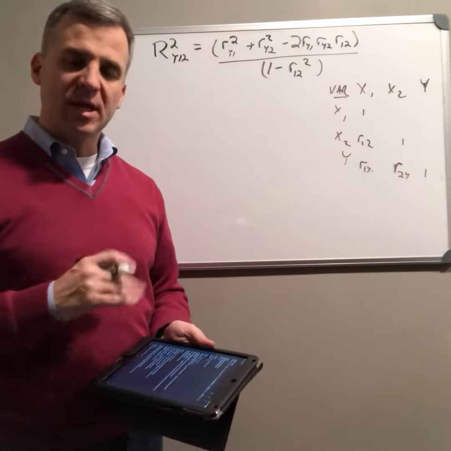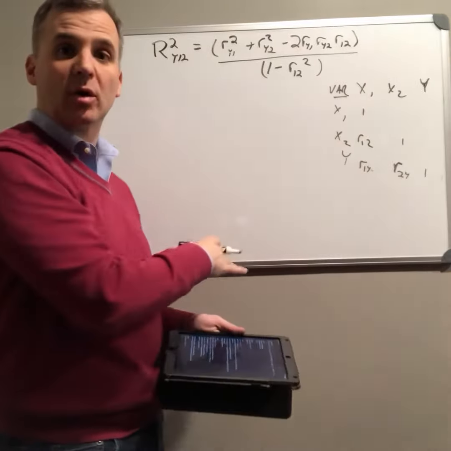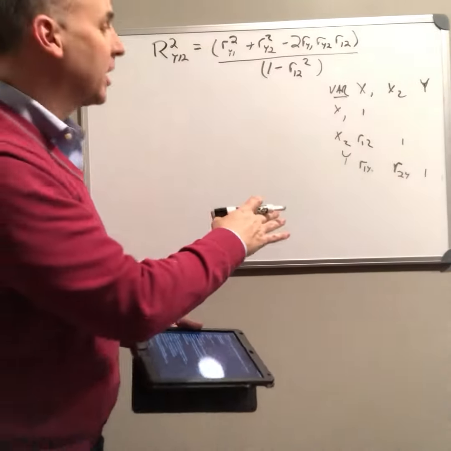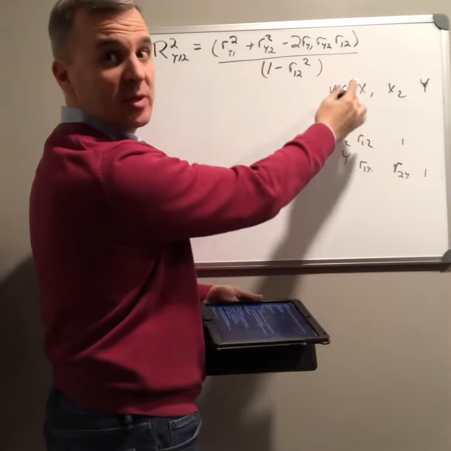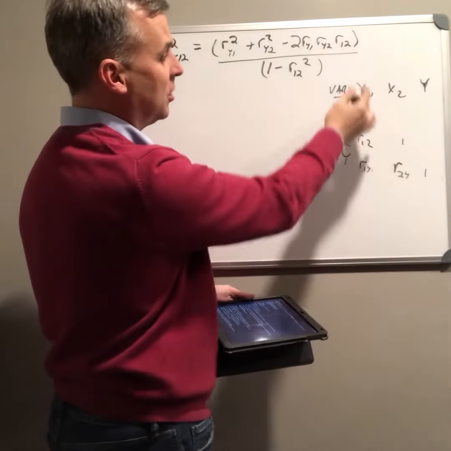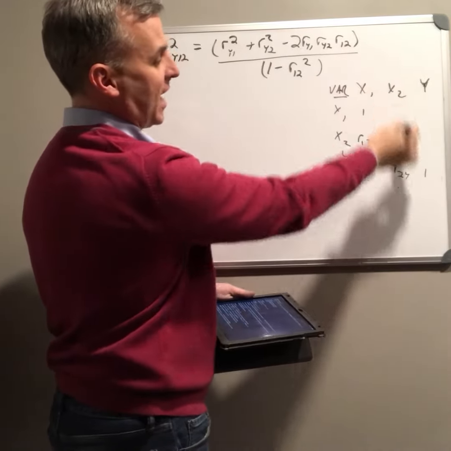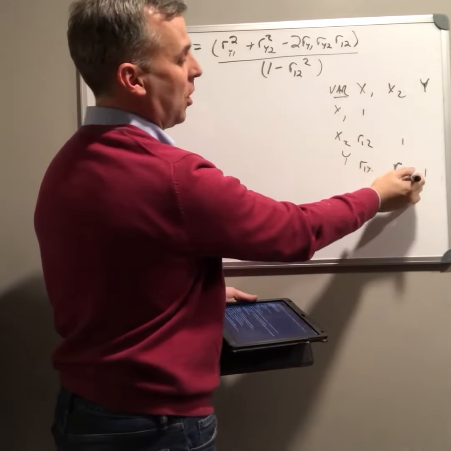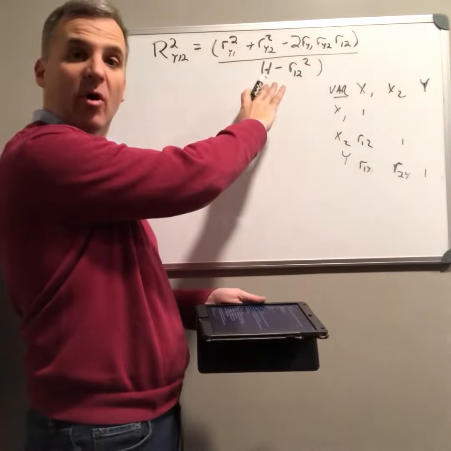Now let's consider some of the implications for r squared by different values in our correlation table. So let's start here. This is our correlation table from before, right? The relationship between x1 and x2 is r12. The relationship between x1 and y is r1y. The relationship between x2 and y is r2y, with 1s on the diagonal. And then we have our equation for r squared.